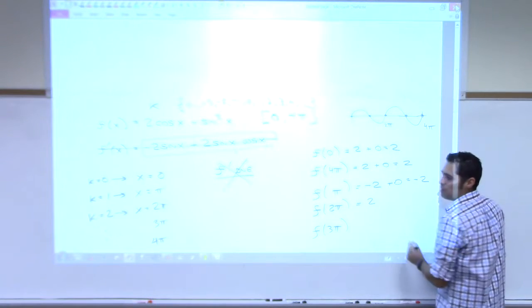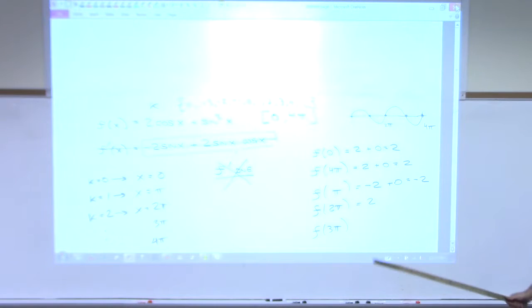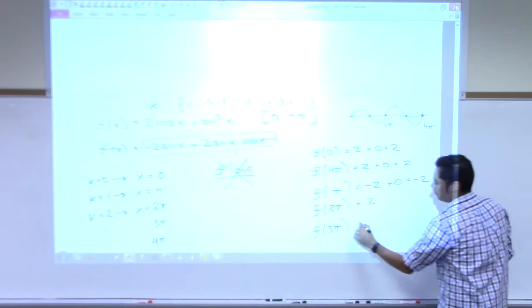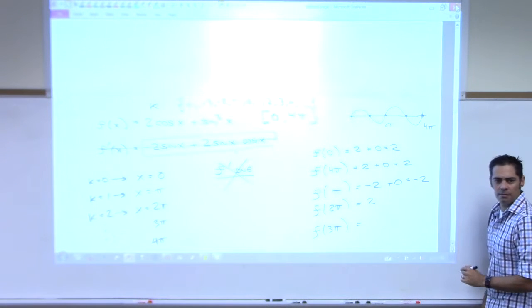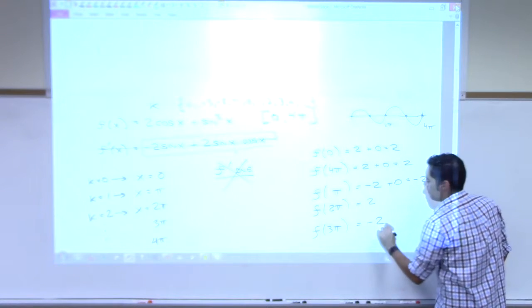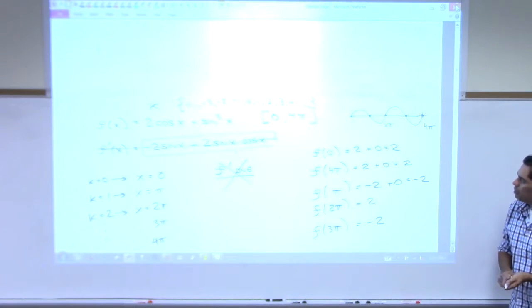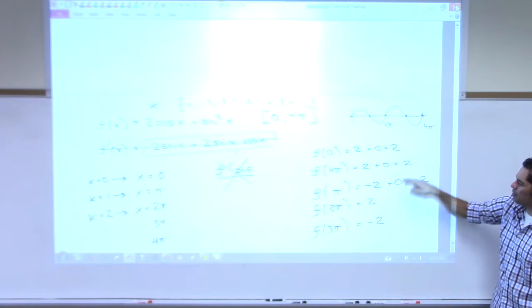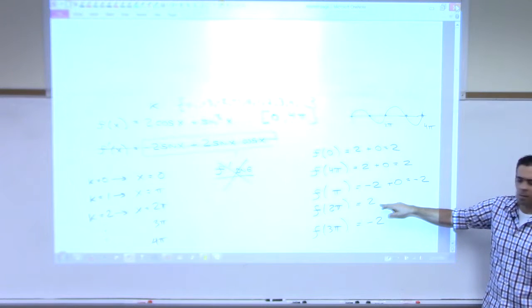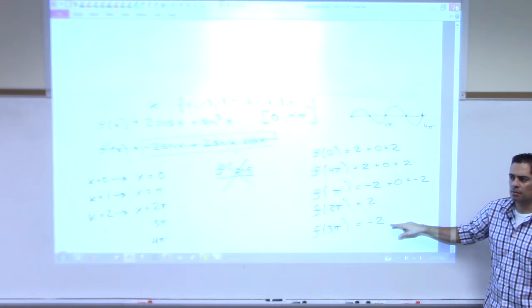We're getting 2 a lot, aren't we? And then 3 pi. -2 again. What's the global maximum? 2, global minimum, -2. The global maximum occurs in 3 places. The global minimum occurs twice. Yeah?